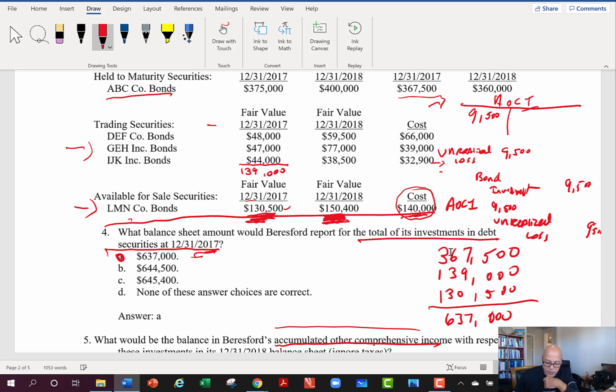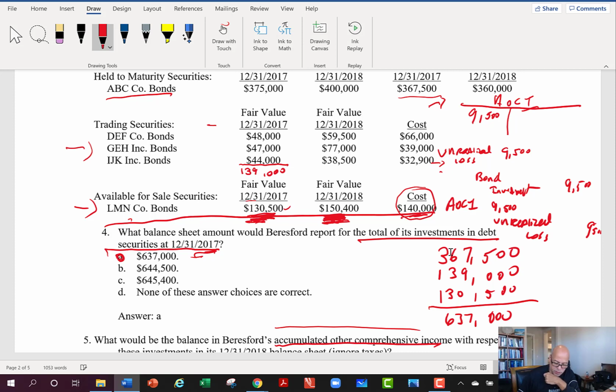So I would have debited unrealized loss. Unrealized loss, remember, on an available for sale security gets reported on the statement of comprehensive income, and of course I go ahead and I credit the investment for 9.5.